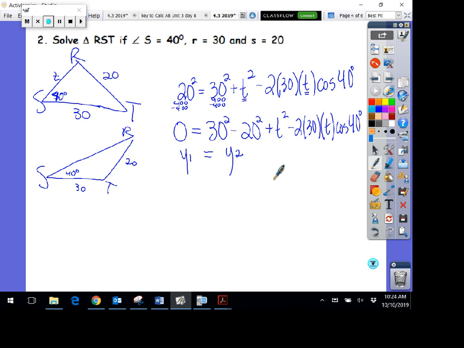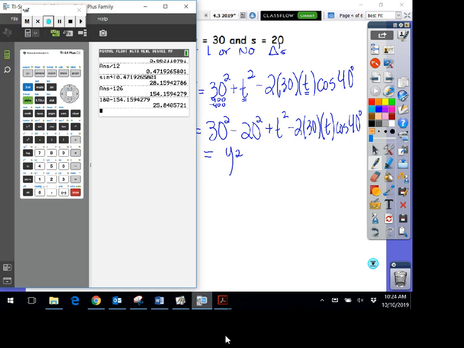And this is our ambiguous case where we have a chance of 2 or 1 or no triangles. We don't know. We could have both of these, we could just have one of them, or we might not have either one of them. That 20 might not even be long enough to reach up to that side right there. We don't know if that works or not, but the calculator is going to tell us. So when we go to y equals, right here, doesn't matter if you put 0 in y1 or y2 or y10, whatever y you want to put it in. And then I'm just going to do 30 squared.